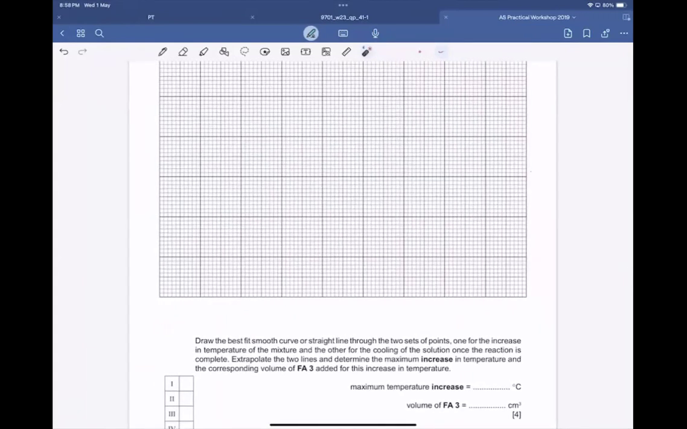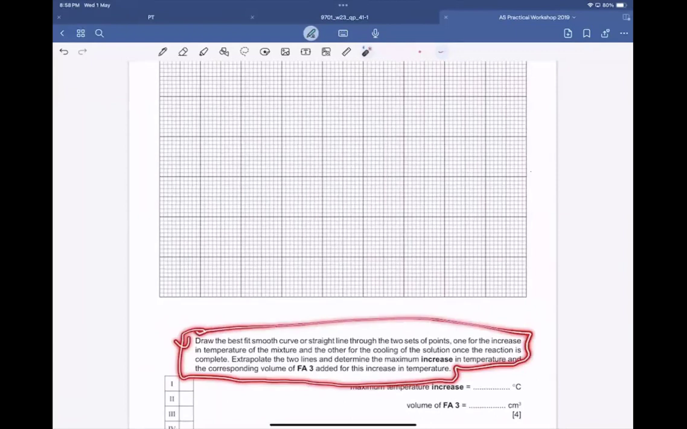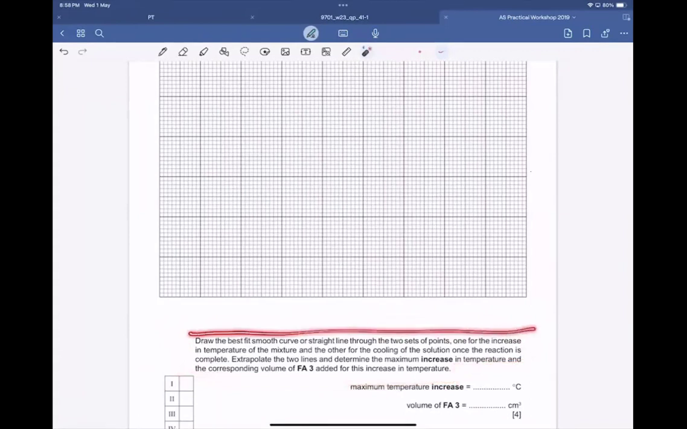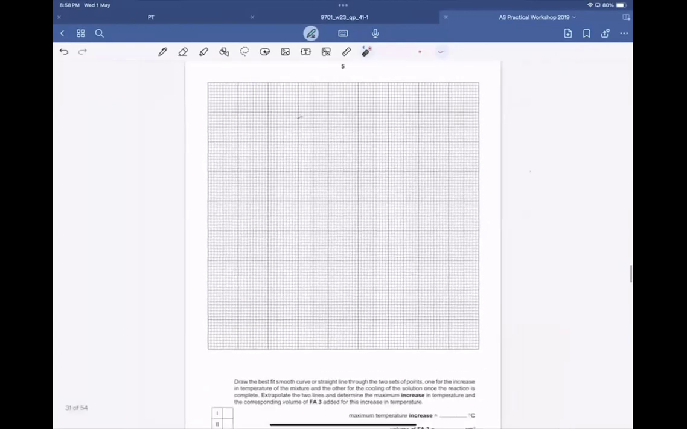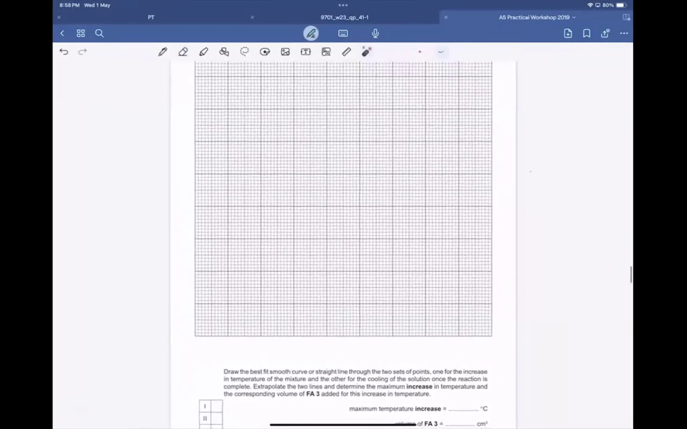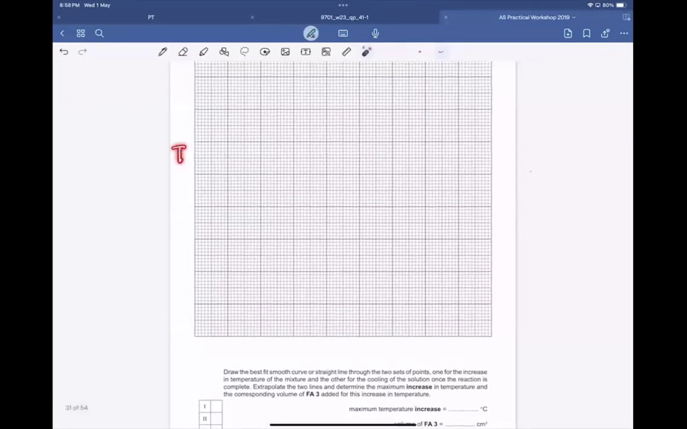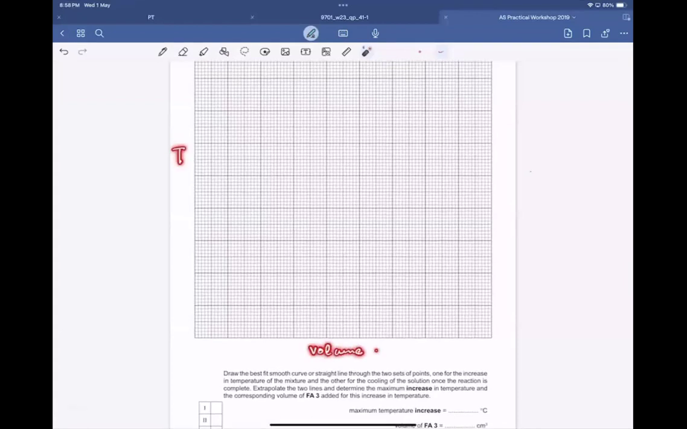If you look at this, read this information very carefully, because if you do not comprehend it, then it will be very difficult for you. Okay. So in this, you have temperature over here, and you have the volume of one of the substances, let me write it, which you are adding gradually. In this case, you are going to get points like this.